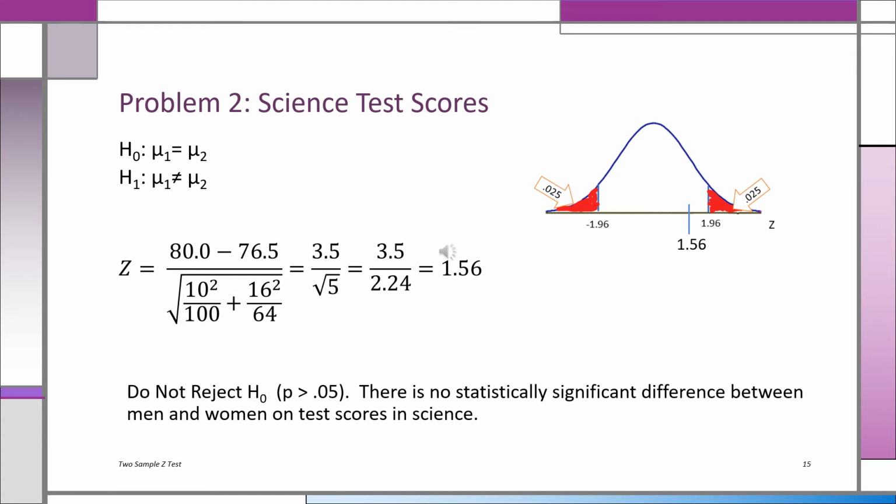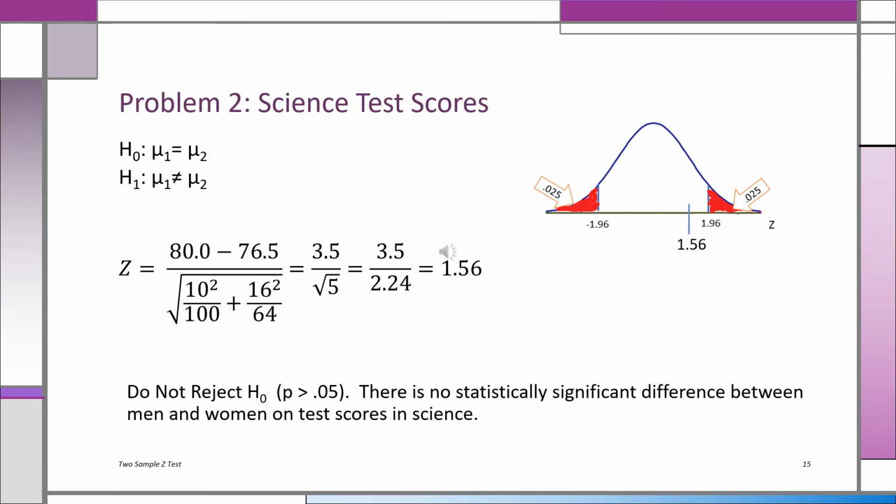Now we turn the sample evidence into a z-score. We end up with 80 minus 76.5, that's the 3.5 point difference. So the men beat the women on the science test. The standard error for the difference is the square root of S1 squared over N1 plus S2 squared over N2. It's 10 squared over 100, which is just 1, plus 16 squared over 64, which is just 4. So we end up with a square root of 5 in the denominator. 3.5 divided by 2.24 is 1.56, and we're in the acceptance region.